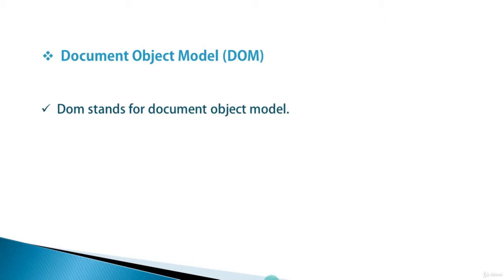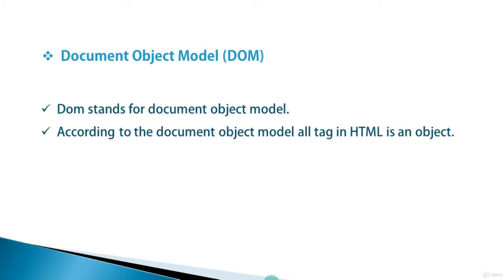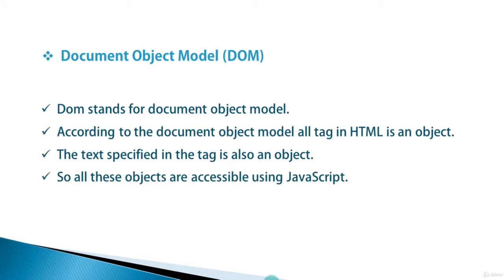DOM stands for Document Object Model. According to the Document Object Model, all tags in HTML are objects. The text specified in a tag is also an object. So all these objects are accessible using JavaScript. Conceptually, the DOM is a tree.